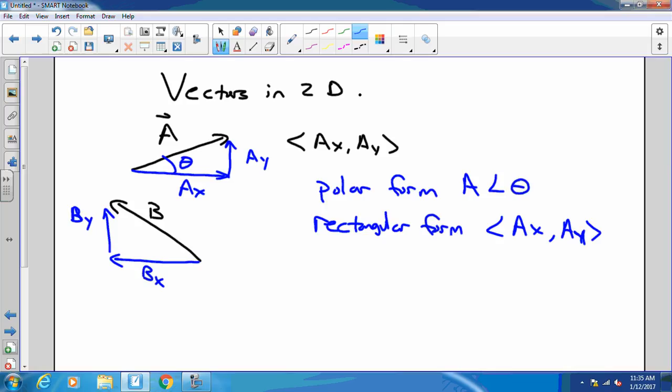And the key to relating those two is to observe the right triangle right here. As Delina pointed out, I can get a from ax and ay with the Pythagorean theorem. So conversion, if I need to go from rectangular to polar, then I can say that a is equal to the square root of ax squared plus ay squared. And if I need to get the direction angle, then I can observe that ay over ax is tangent of theta.